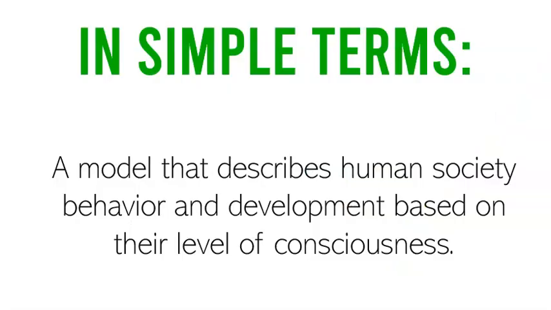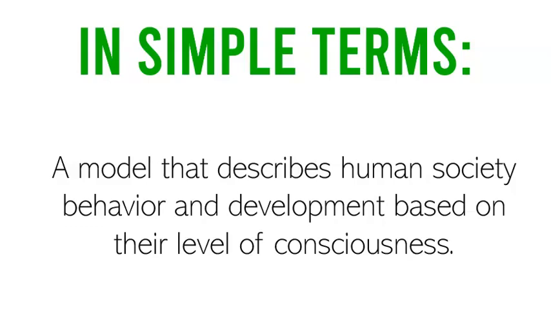So in simple terms, what is spiral dynamics? It's basically a model that describes human society, behavior, and development based on their level of consciousness. As you're going to see, there are different levels of this. It's very complex, but on the surface, it appears more simple so that you can understand it, and I'm going to explain it in simple terms.